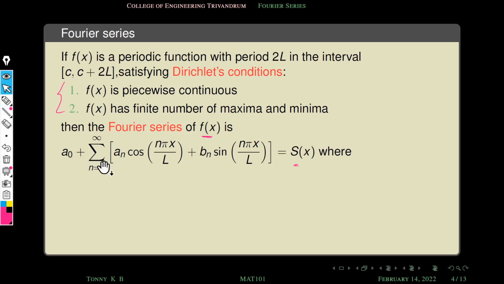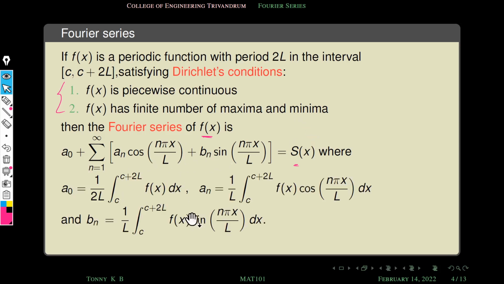Now in this expansion, a naught, a n's and b n's are unknown, and they are given by these three formulas. a naught is equal to 1 by 2L integral c to c plus 2L f of x dx, and a n's are given by 1 by L integral c to c plus 2L f of x cos n pi x by L dx, and b n is equal to 1 by L integral c to c plus 2L f of x sin n pi x by L dx. These three formulas together are called Euler's formulas.